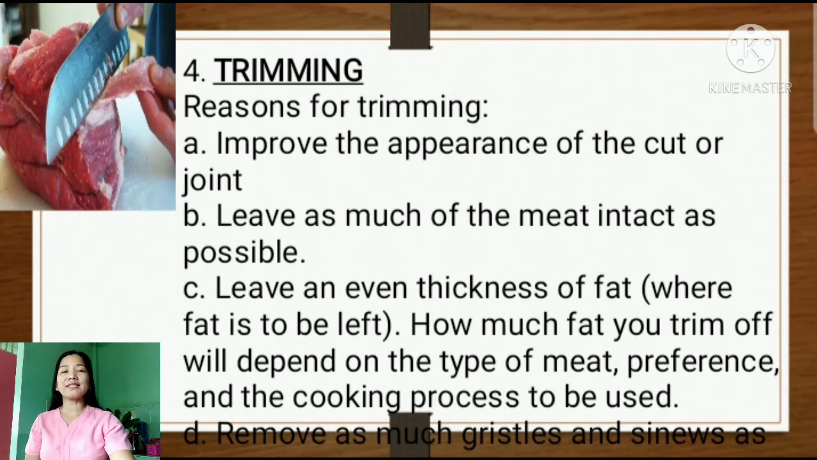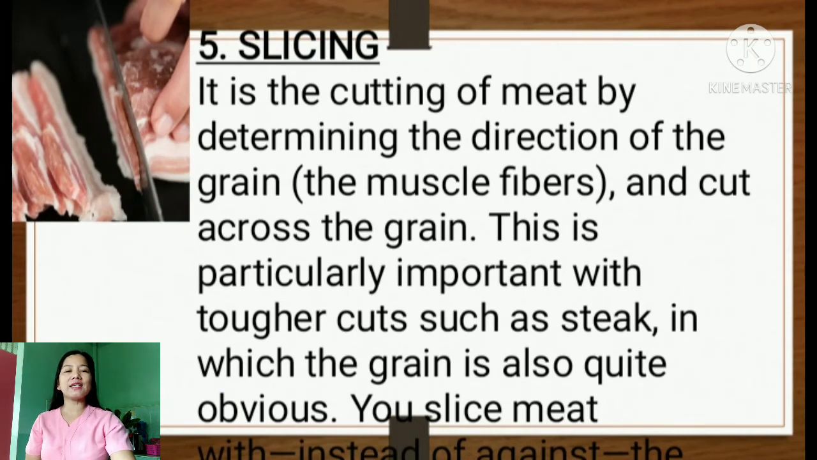Number five is slicing. Slicing is the cutting of meat by determining the direction of the grain, the muscle fibers, and cut across the grain. This is particularly important with tougher cuts such as steak, in which the grain is also quite obvious. You slice meat with instead of against the grain.